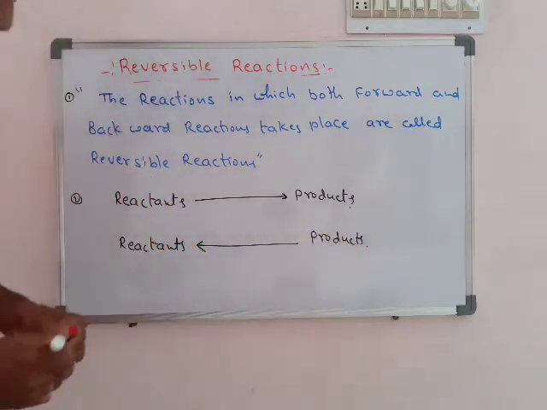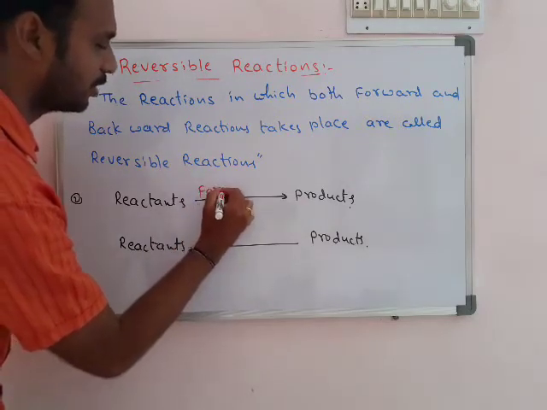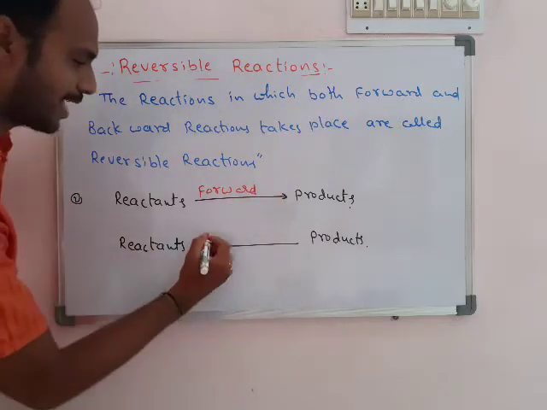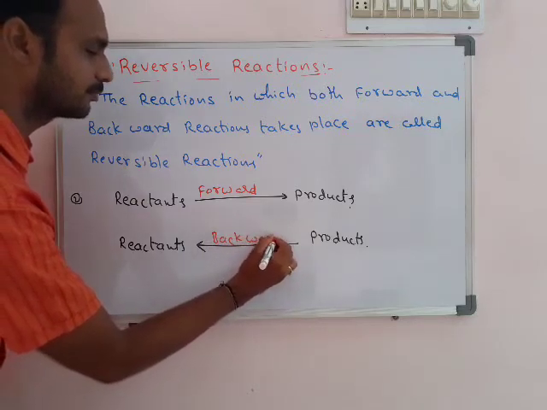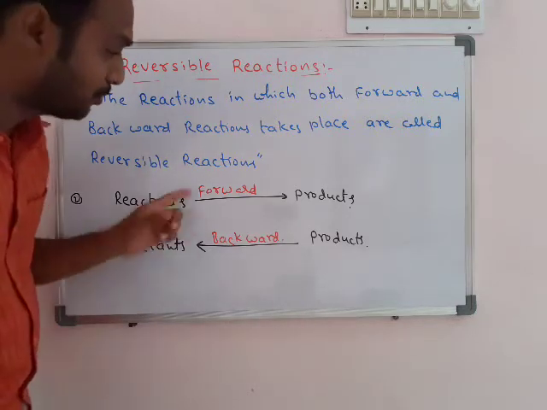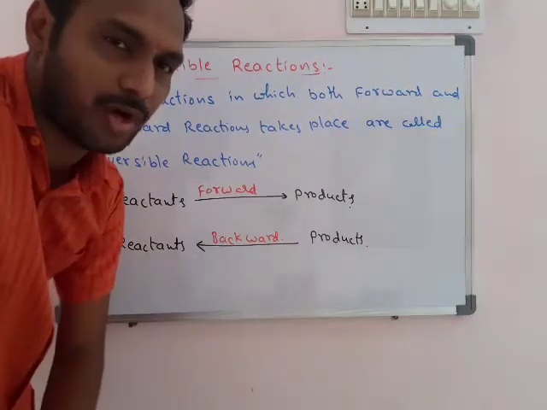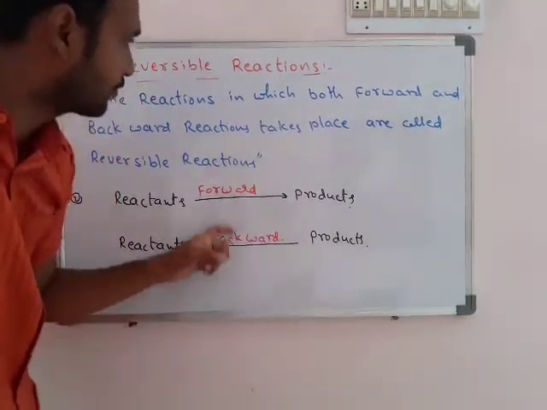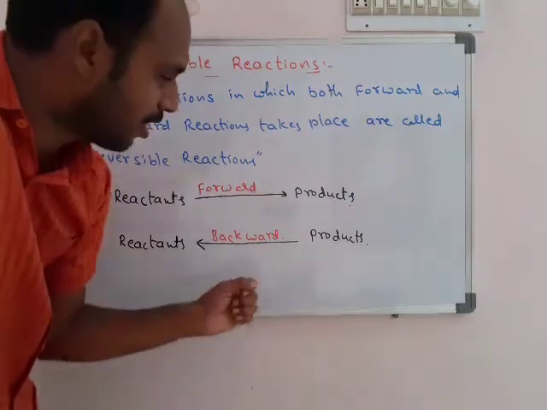Okay, so these are total basics you have to understand perfectly. This is called forward reaction. Products to reactants, that is called backward reaction. Okay, so if in a reaction both forward and backward reactions take place simultaneously, they are treated as reversible reactions. Okay, now what is the other point?